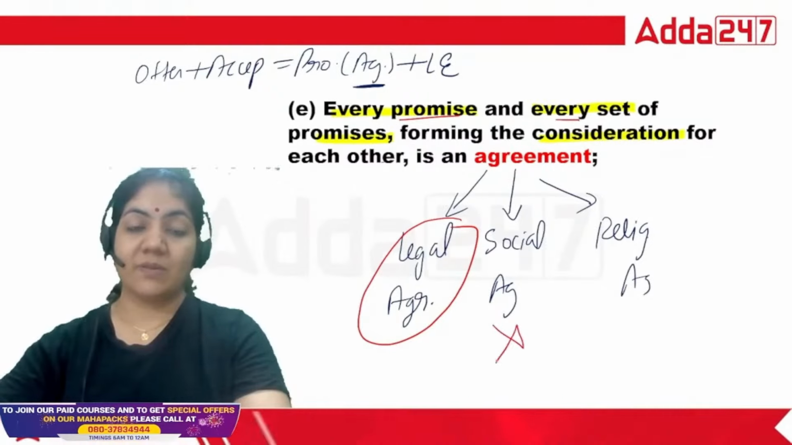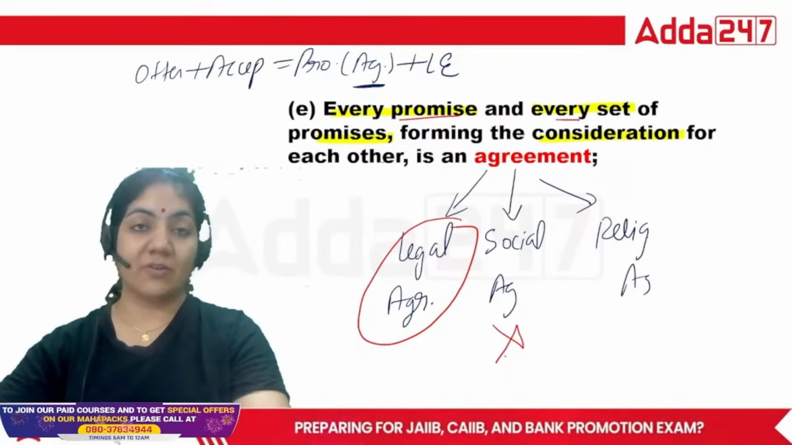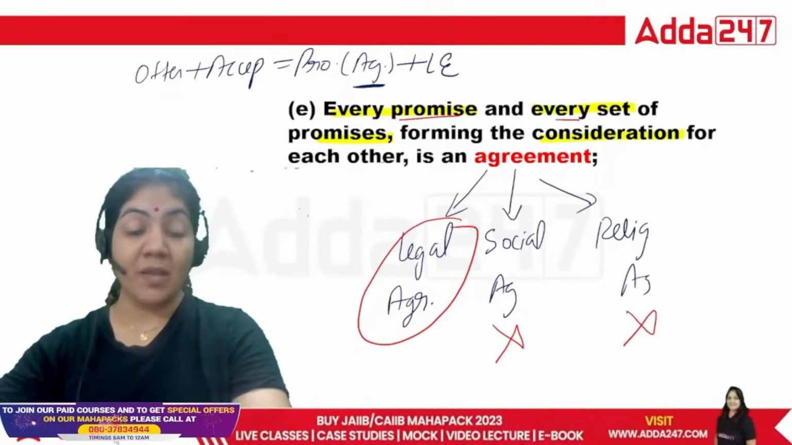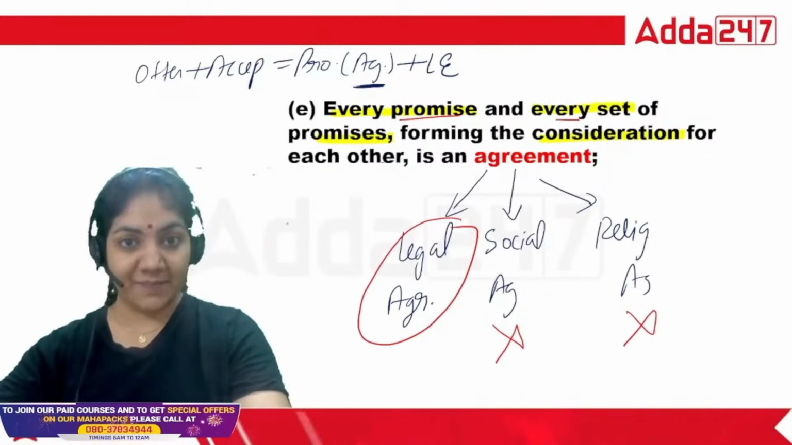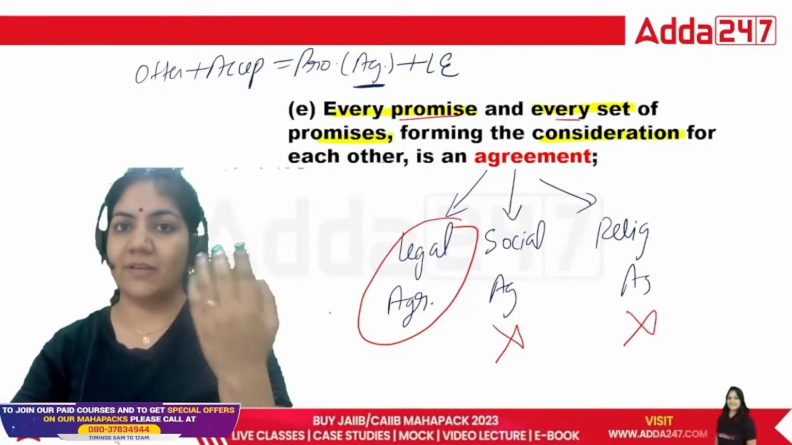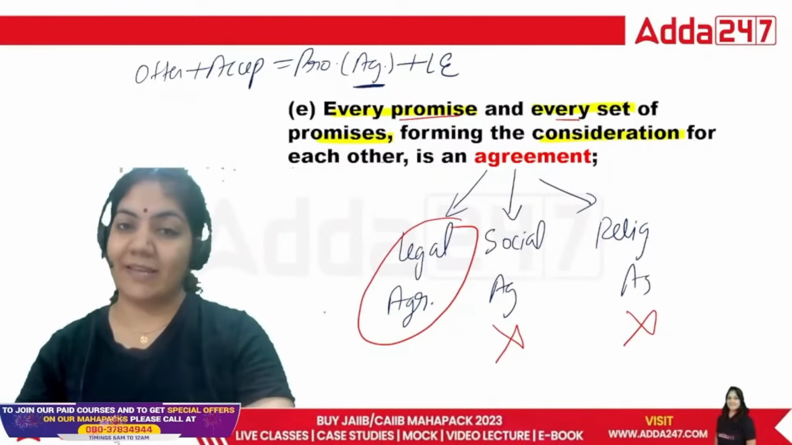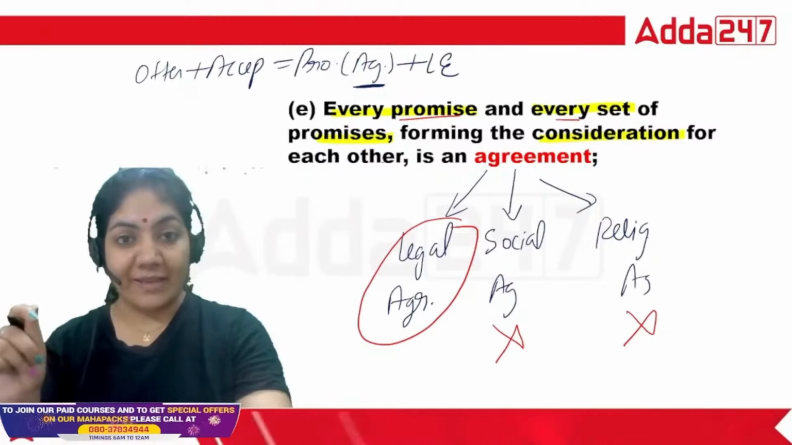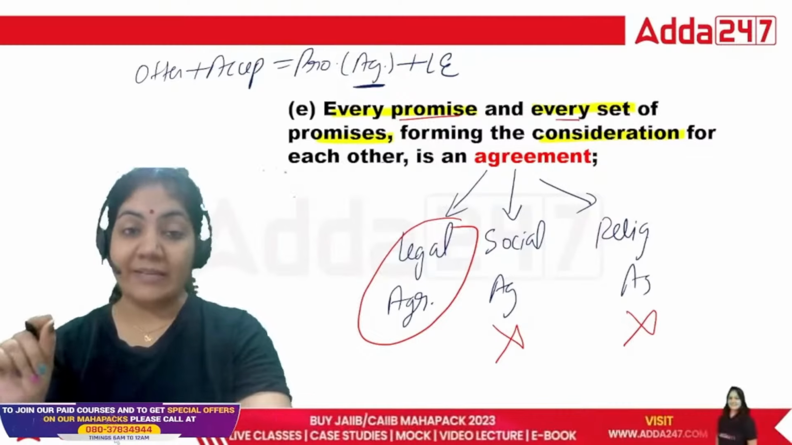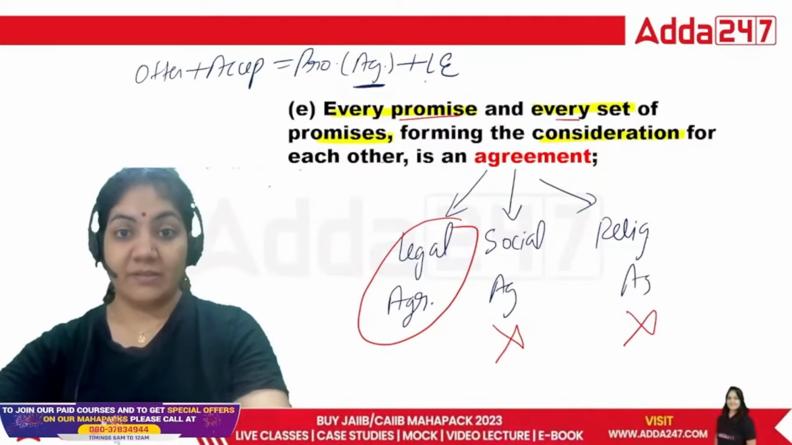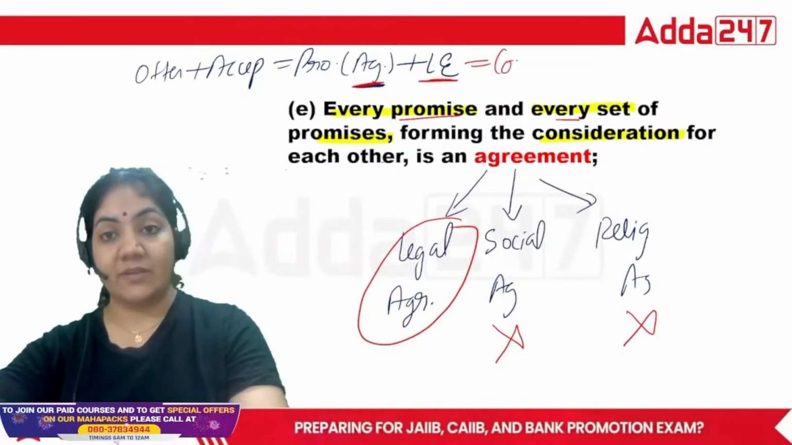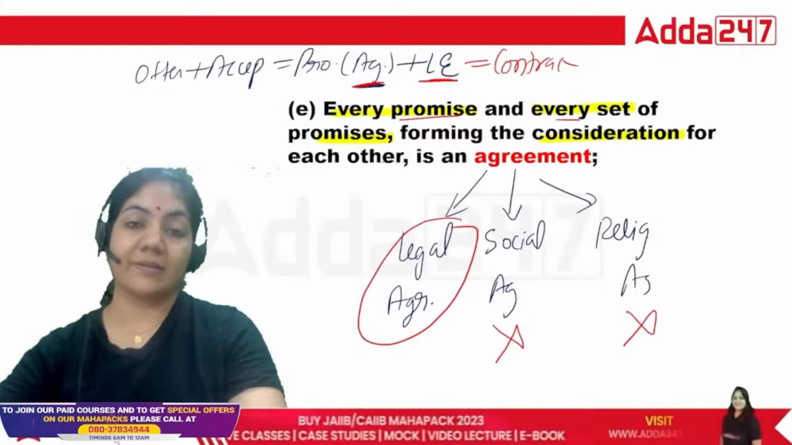Because in a social agreement, if one person does not fulfill the promise, we cannot file a case. In a religious agreement also, we cannot file a case if one person is not fulfilling things. But in a legal agreement, if you do not give me my money, and I have already given you my car, in that case I can file a suit. So this is called agreement. In the Indian Contract Act, we only have to study the legal agreement, because when the legal agreement is enforced, it will be converted into the term contract. That's it.